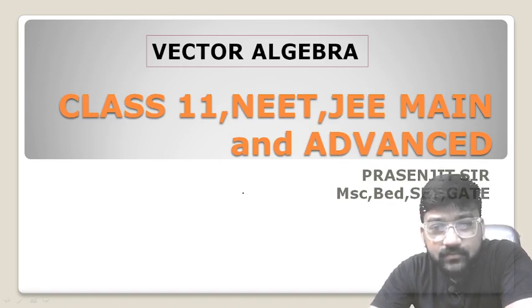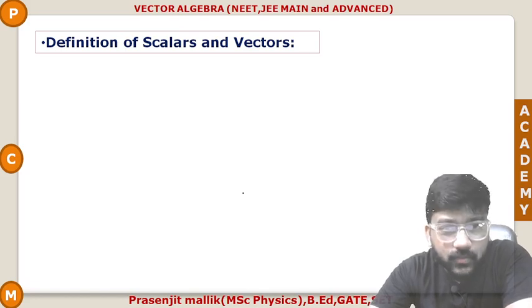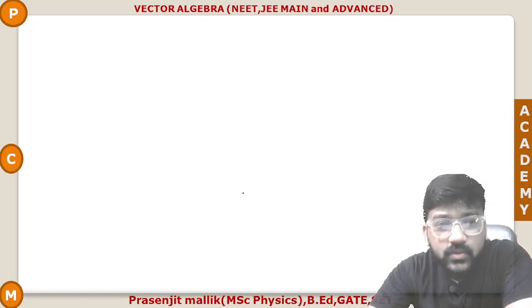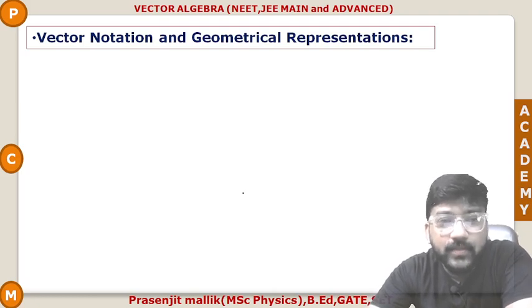In the last class I discussed the basic definition of vectors and scalars also. We discussed a lot of things in the last class, and if you are new in this course, then please see lecture 1 first. Today we will discuss some important types of vectors, the basic notation, and the geometrical representation of vectors.